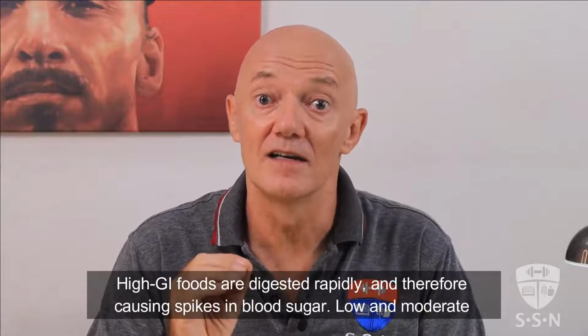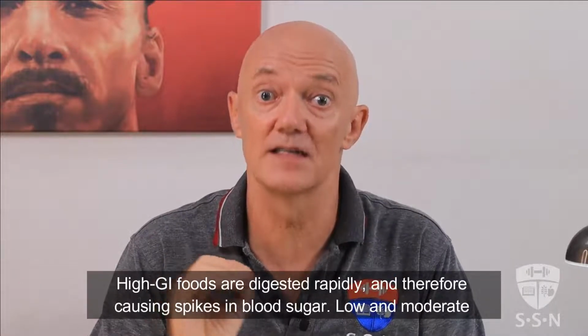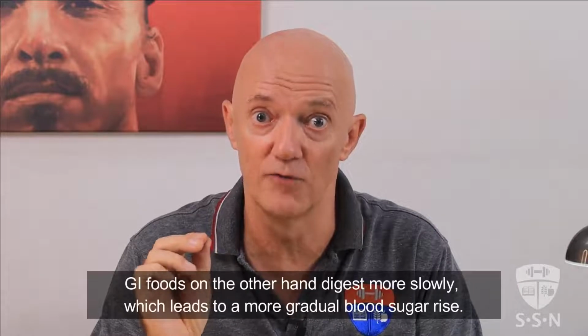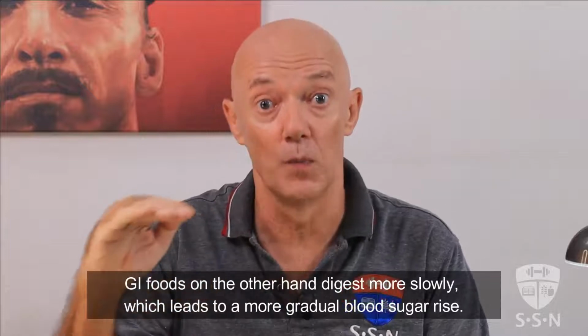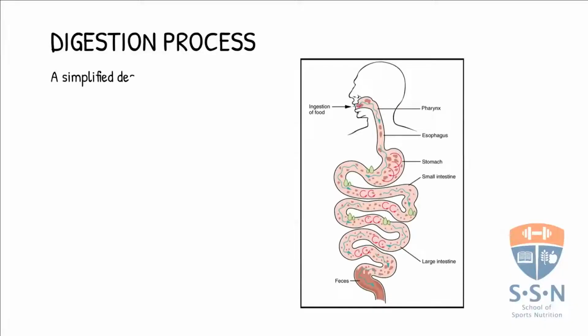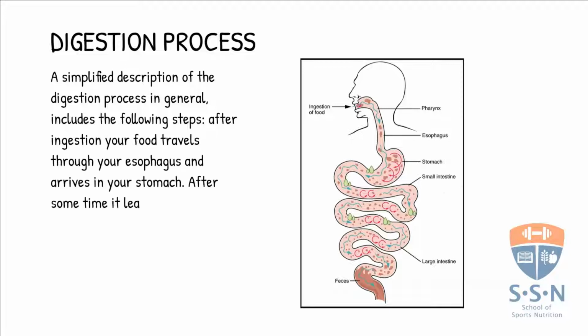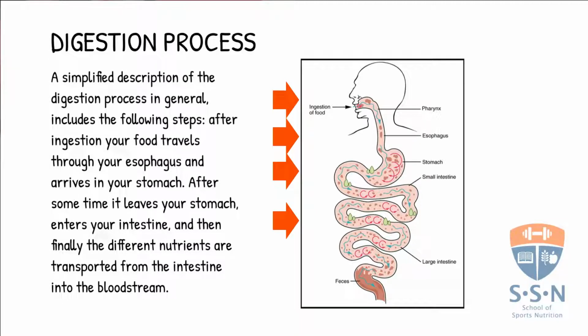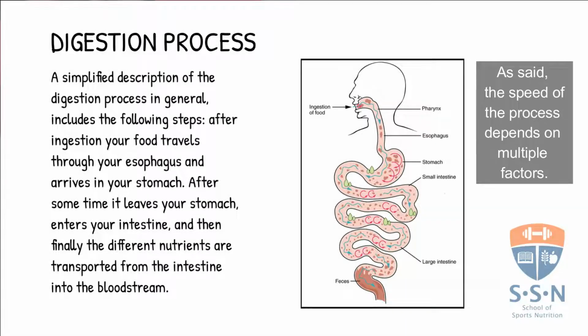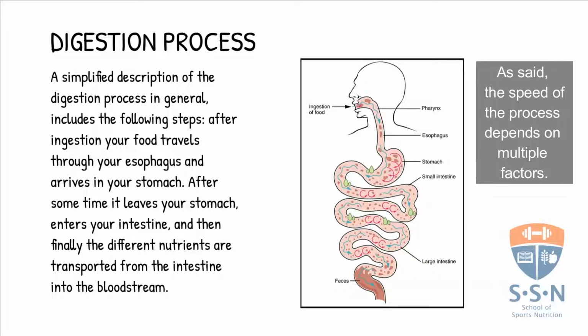High GI foods are digested rapidly and therefore cause spikes in blood sugar. Low and moderate GI foods, on the other hand, digest more slowly, which leads to a more gradual blood sugar rise. A simplified description of the digestion process in general includes the following steps. After ingestion, your food travels through your esophagus and arrives in your stomach. After some time, it leaves your stomach, enters your intestine, and then finally the different nutrients are transported from the intestine into the bloodstream. As said, the speed of the process depends on multiple factors.